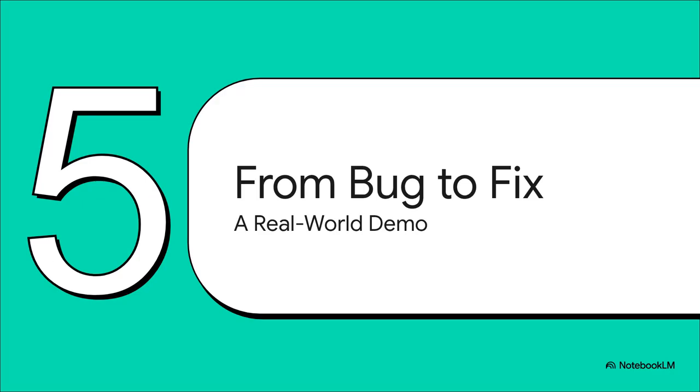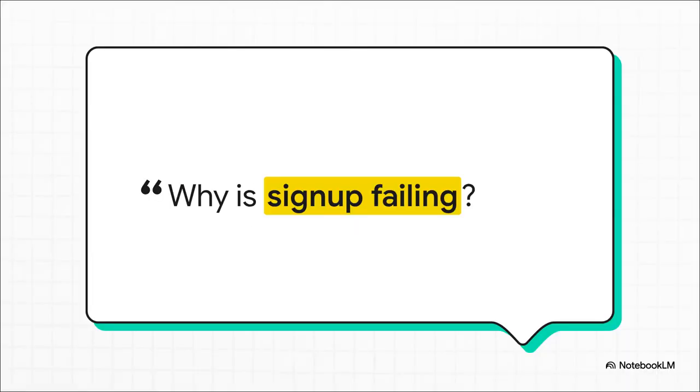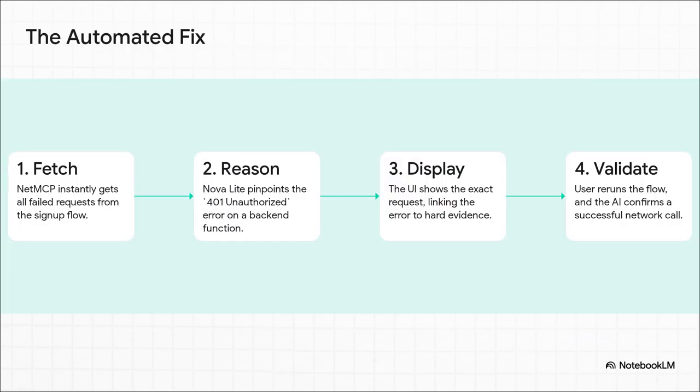Okay, theory is great. But let's walk through what this looks like in the real world. How does this all come together to squash a common, super annoying bug in just a few seconds? It all starts with a simple, natural question from you, the developer. No complex queries, no digging through log files, just a straightforward prompt to your AI assistant. Hey, why is signup failing? And boom, here's the automated magic that happens next.